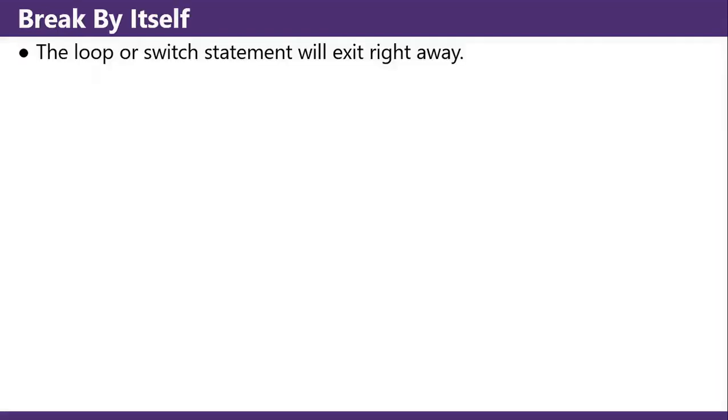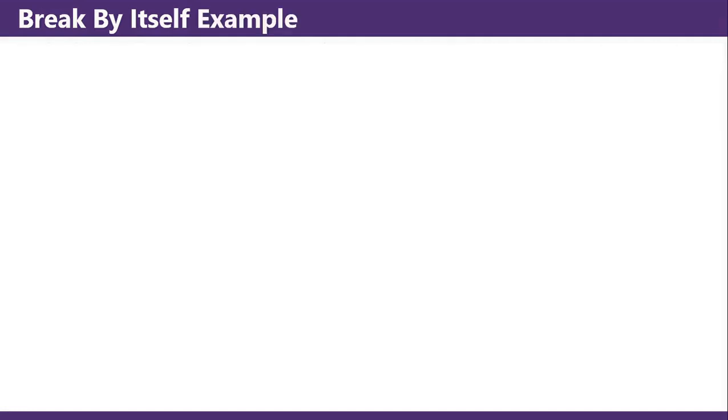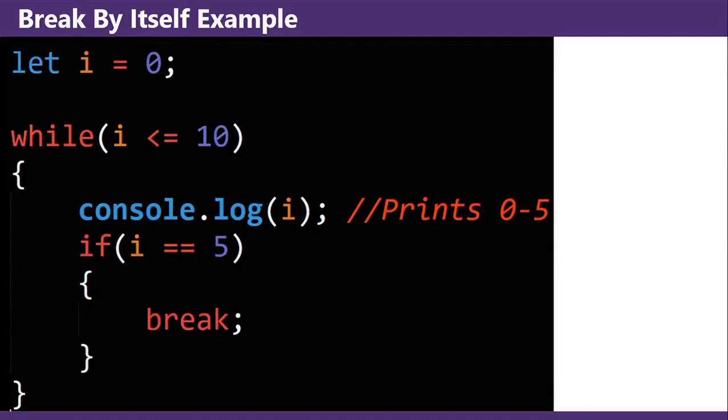Break by itself. The loop or switch statement will exit right away. If you're in a nested loop, it will exit both loops. Break by itself example: let i = 0; while i <= 10, log out i; if i === 5, break. This will print out 0 through 5.